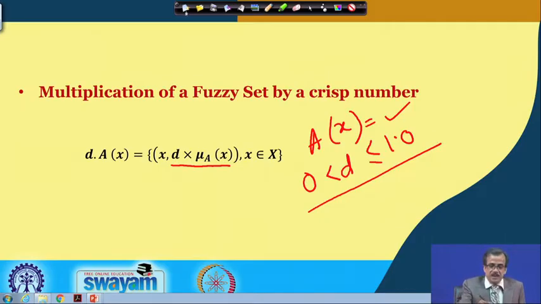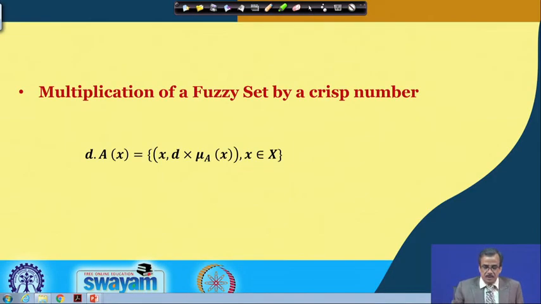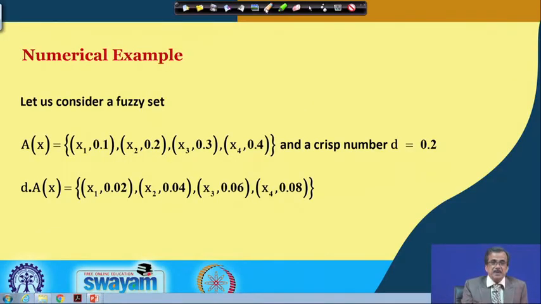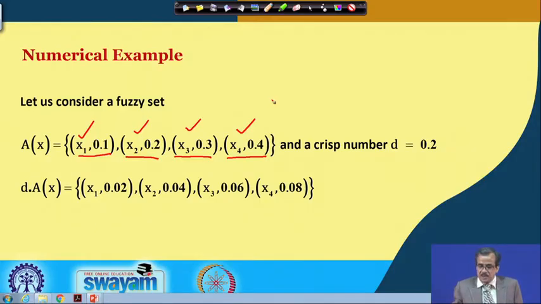Now, let me take one numerical example, and the things will be made more clear. Supposing that I have a fuzzy set A(x), which is nothing but (x1, 0.1), (x2, 0.2), (x3, 0.3), (x4, 0.4). So, this is a discrete fuzzy set having 4 elements x1, x2, x3 and x4. And supposing that the crisp number d is set equal to 0.2.